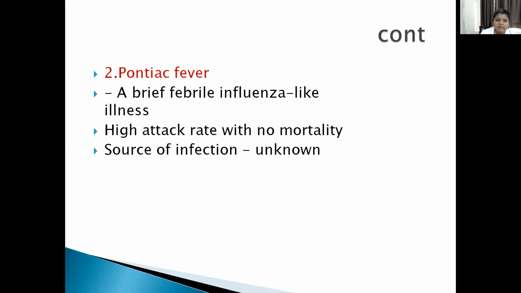I already told you it exists in two forms: Legionnaires' disease and Pontiac fever. Pontiac fever is a little bit mild when compared to Legionnaires' disease. Here the mortality rate is low. It typically presents as an influenza-like illness. But in this case, the recurrence rate is high and the mortality rate is low. The source of infection is unknown.